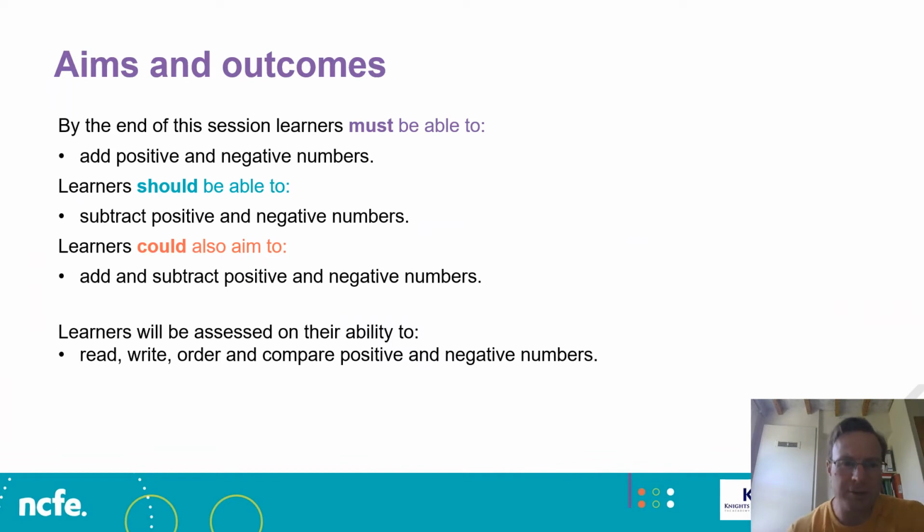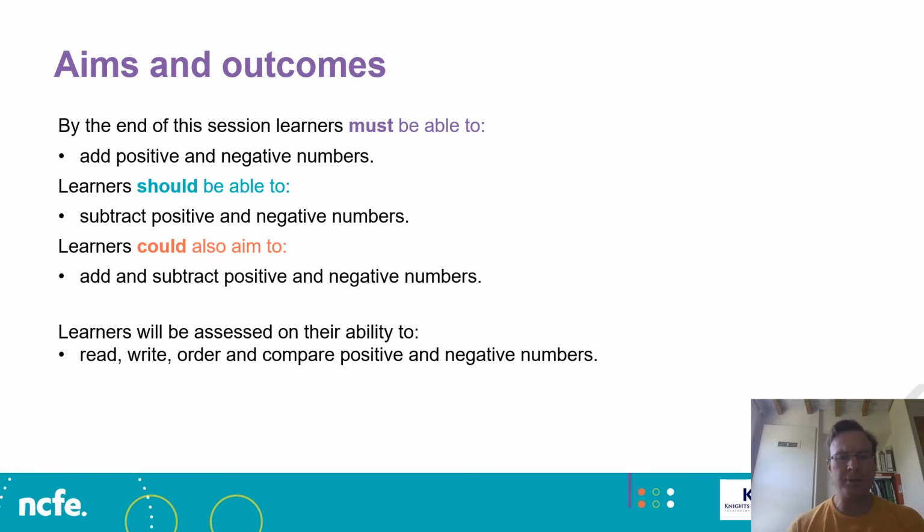The aim of the session is that we should be able to subtract positive and negative numbers. The difficult one is really subtracting numbers where there may be a negative sign attached to that number. We'll also aim to be able to add and subtract positive and negative numbers, so we'll talk through how we do that, and maybe why you need to do that as we go through.